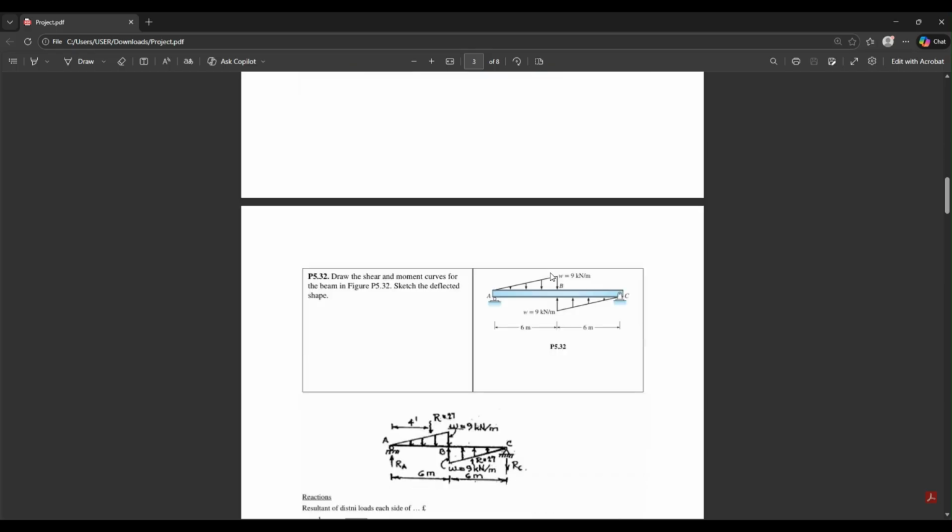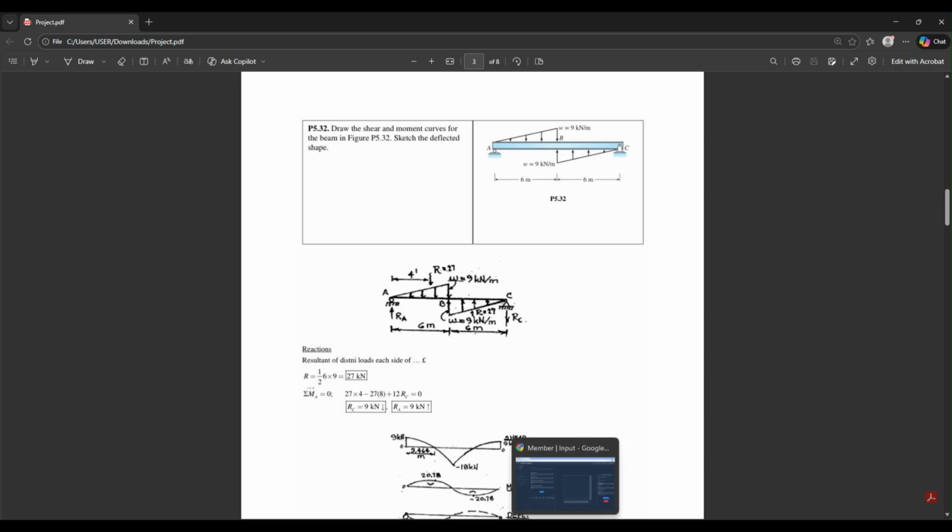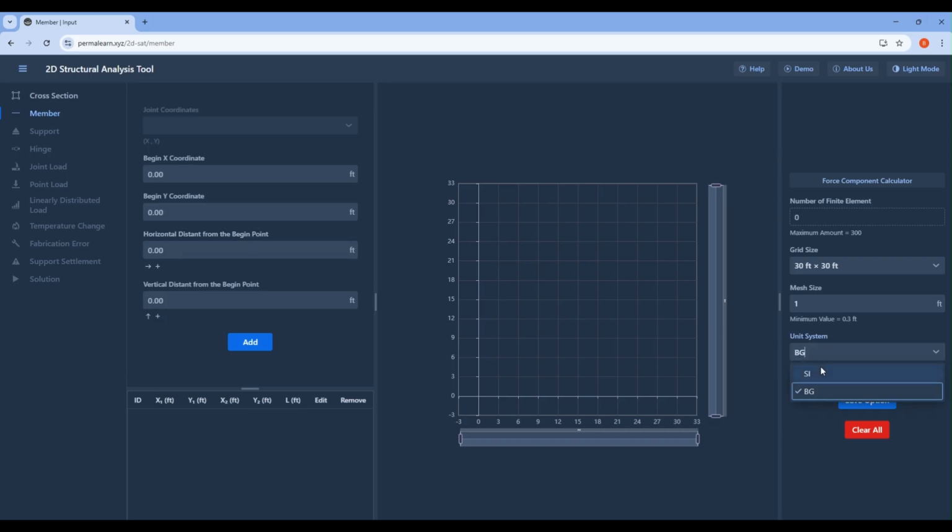So in this problem, they ask us to draw the shear moment curve for the beam and also get the deflected shape for this type of beam. So first we need to construct this beam. Since it is the SI unit, we need to change it to SI unit. They didn't give us the cross section, so we can skip it like before. I want the member to start with 0, going to the right 6, and from B it also goes to the right 6.